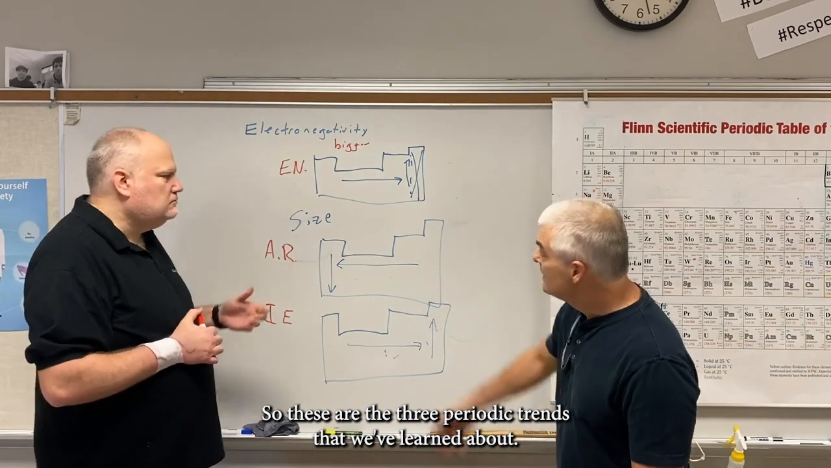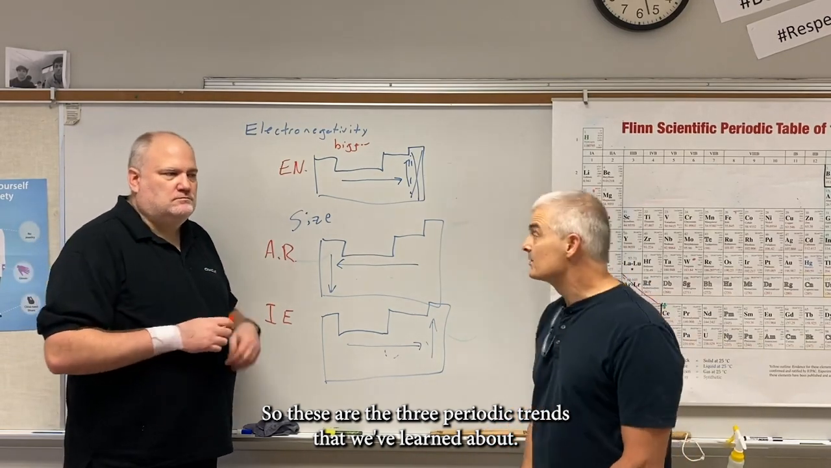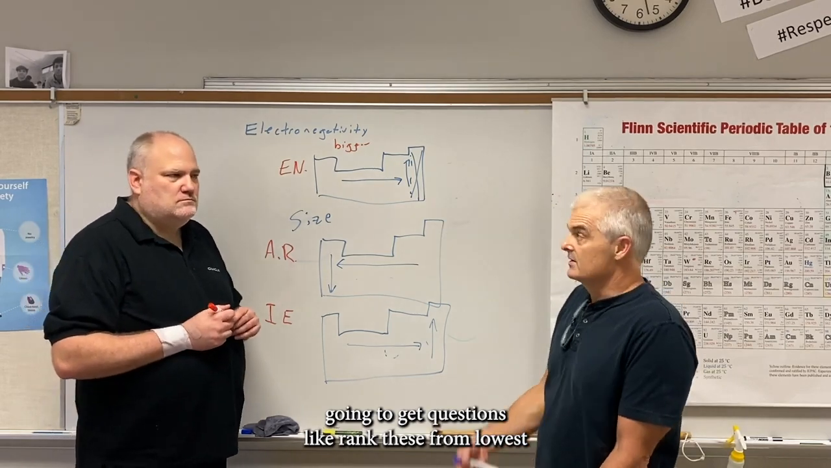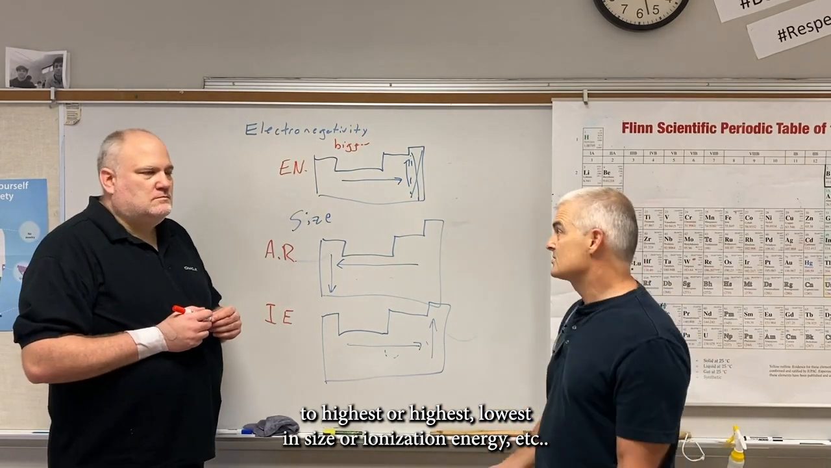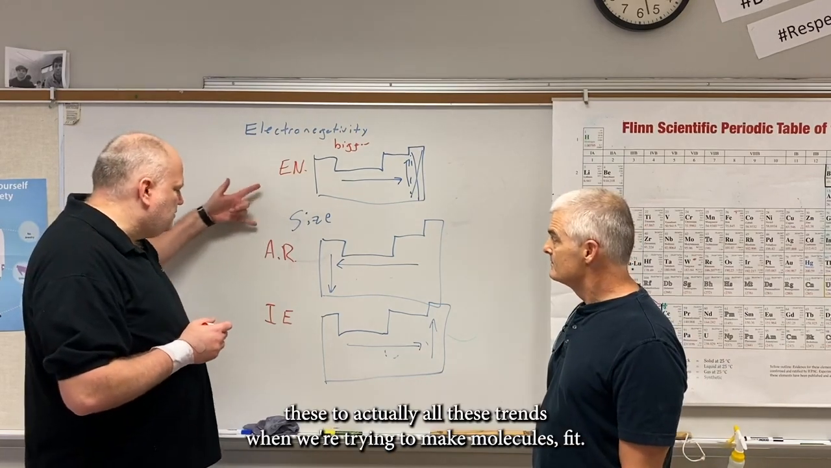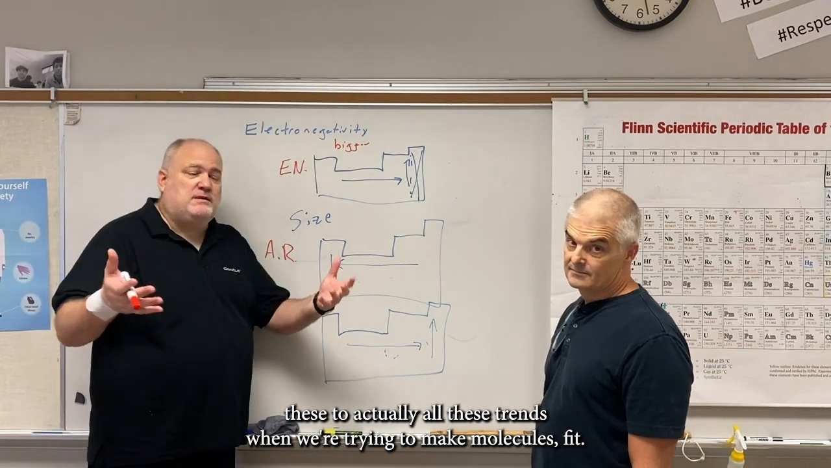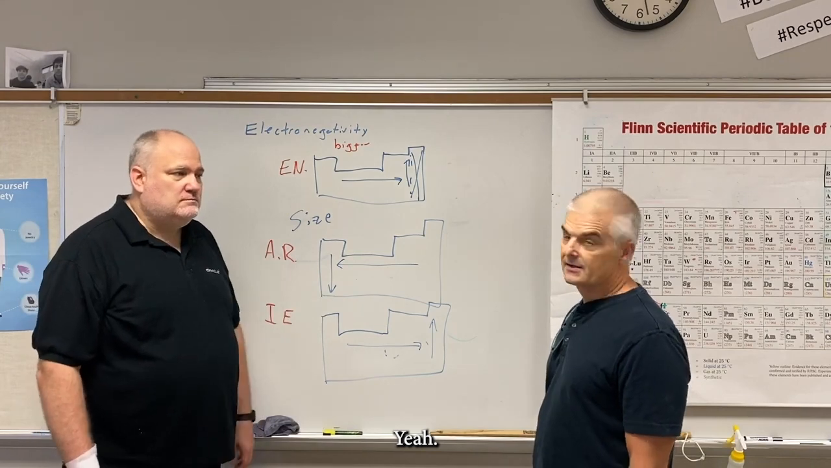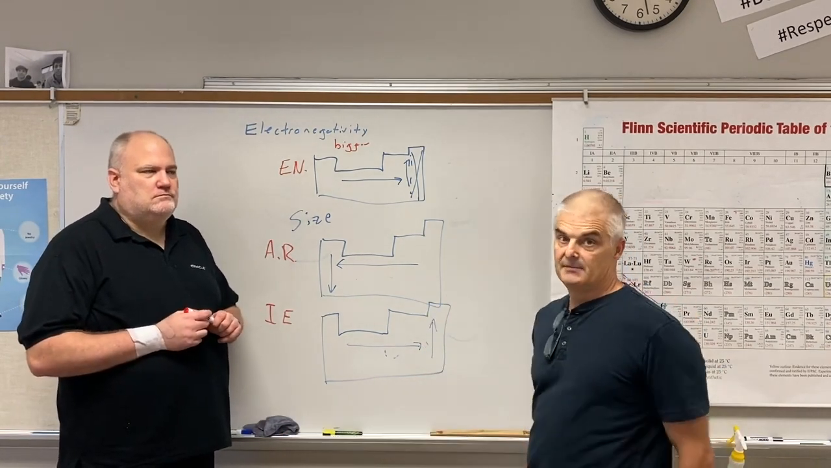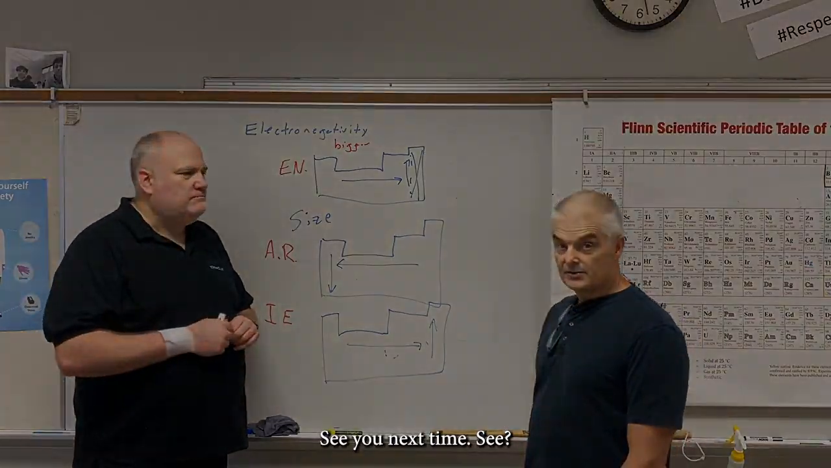So these are the three periodic trends that we've learned about. Make sure you understand this, because you're often going to get questions like, rank these from lowest to highest, or highest to lowest in size or ionization energy, etc. And we're going to revisit these, actually all of these trends, when we're trying to make molecules fit. This is actually kind of the beginning of what we talk about with bonding and how things actually connect to each other.